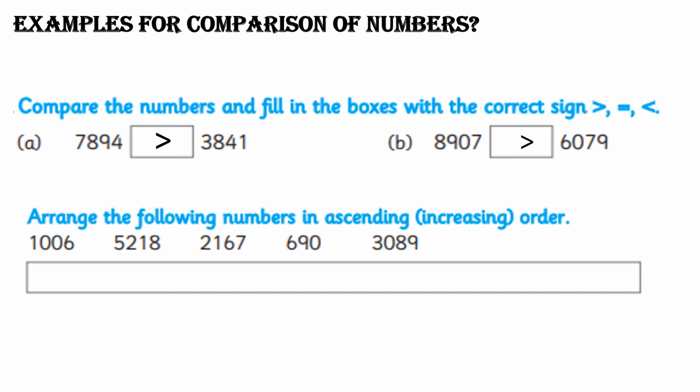which is 6,090, then 1,006, then 2,167. Next is 3,089, and then we have 5,218. Isn't it simple? I have a trick over here. Always write place values on numbers so that our calculation, our answers are always correct.